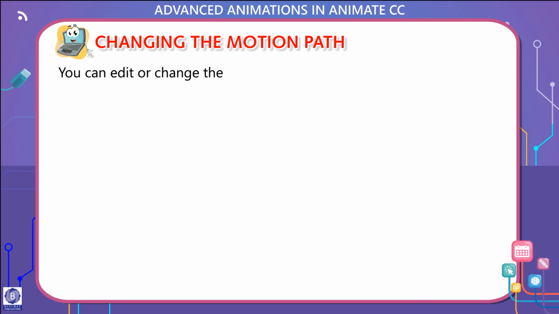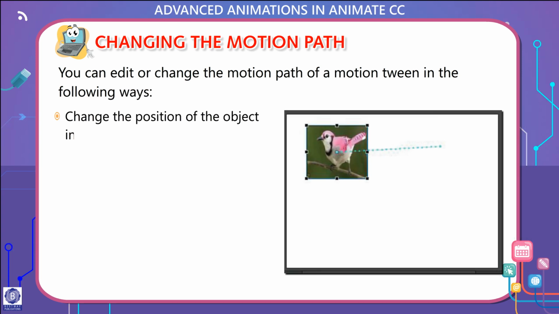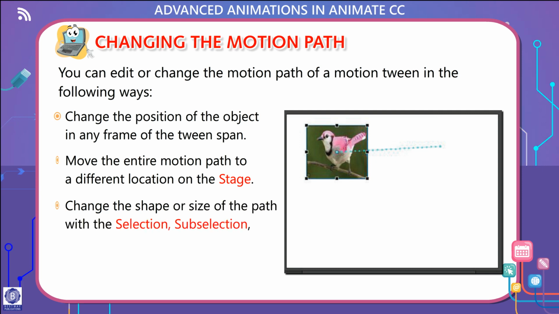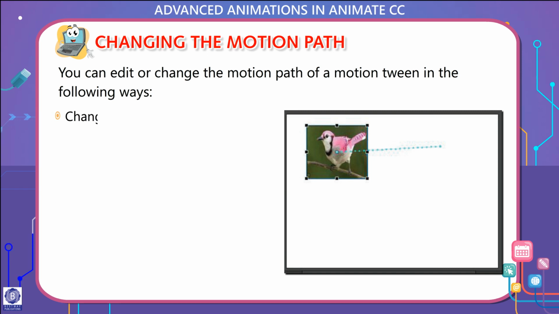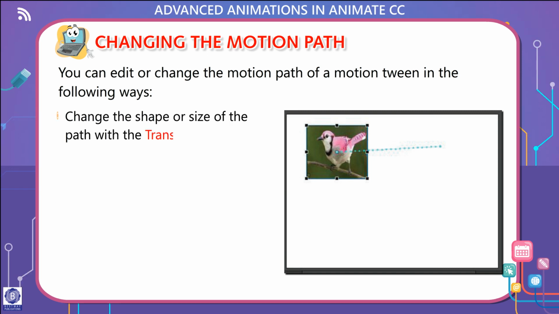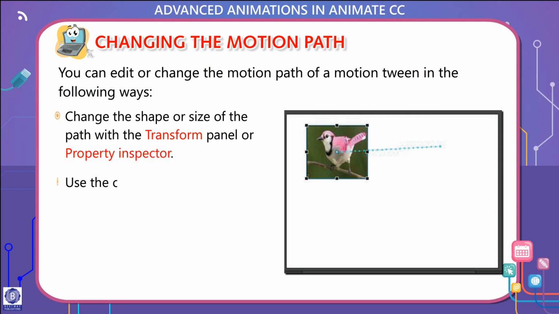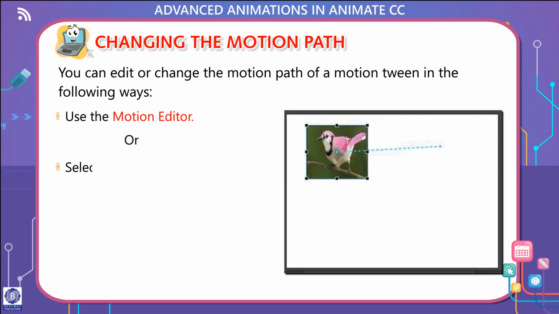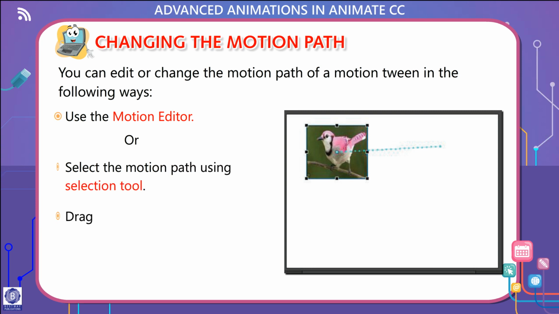You can edit or change the motion path of a motion tween in the following ways. Change the position of the object in any frame of the tween span. Move the entire motion path to a different location on the stage. Change the shape or size of the path with the selection, sub-selection, or free transform tools. Change the shape or size of the path with the transform panel or property inspector. Use the commands in the Modify, Transform menu. Apply a custom stroke as a motion path. Use the motion editor or select the motion path using the selection tool.